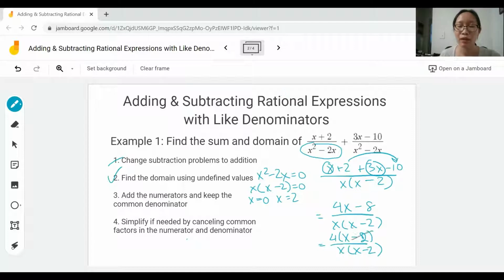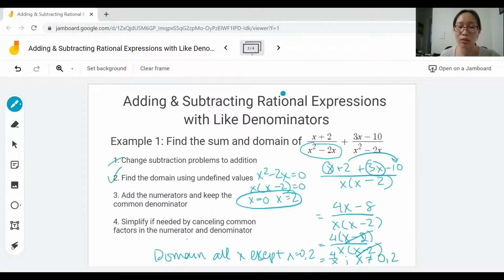I have 4 times x minus 2 over x times x minus 2. My common factor is an x minus 2, so this means my simplified form is 4 over x, where my domain is all x except x equals 0 and 2, which we talked about right here in this step. You might also see this as x is not equal to 0 or 2.